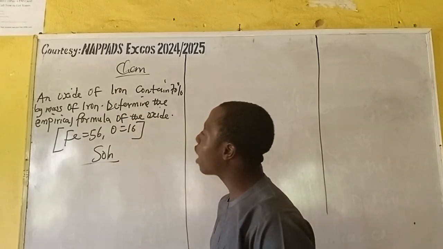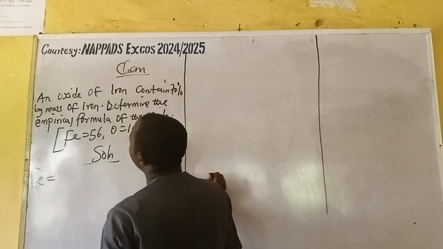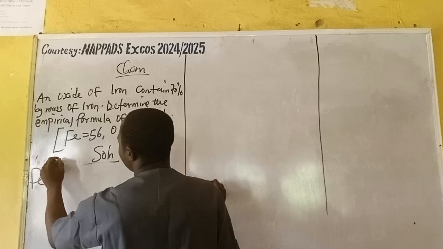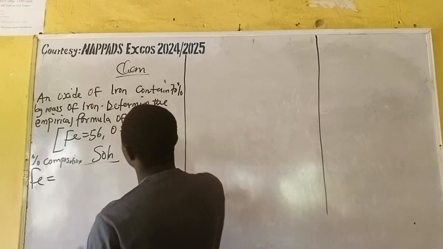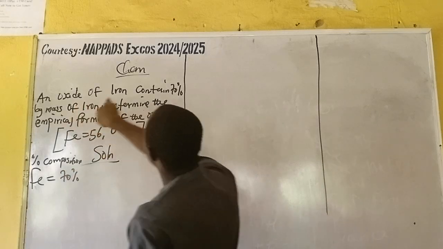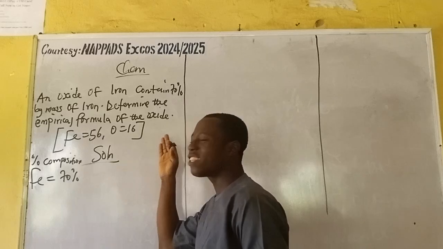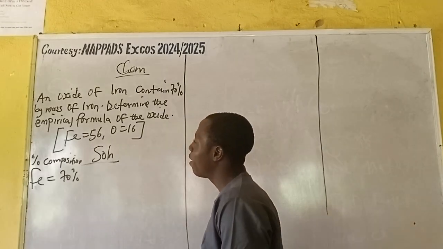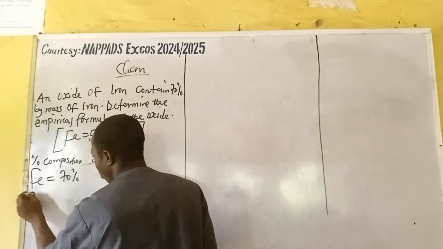And in this compound, what can we find? We have iron there. And what is the percentage composition? Iron is 70%, because they say an oxide of iron contains 70% by mass of iron, meaning that iron is 70% of the compound. Then what is the other element? They say oxide. That means oxygen.